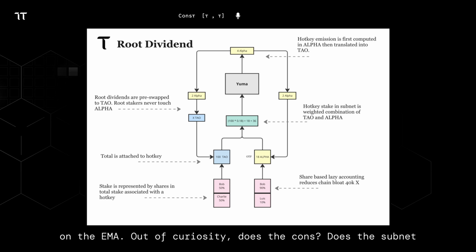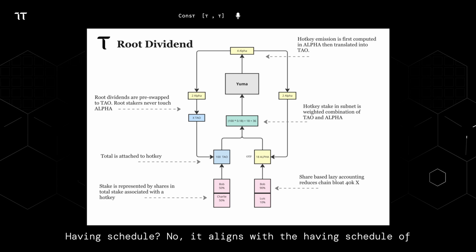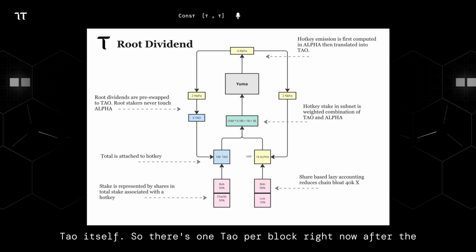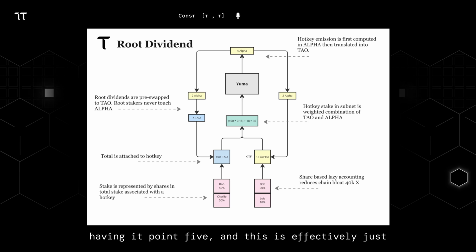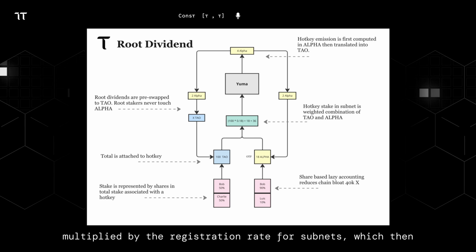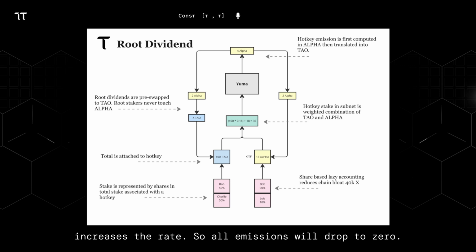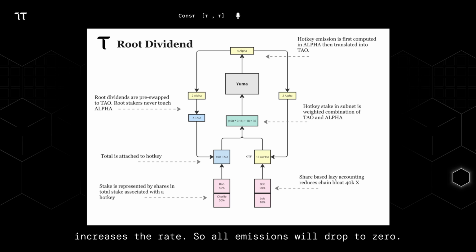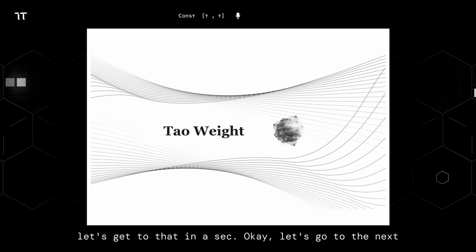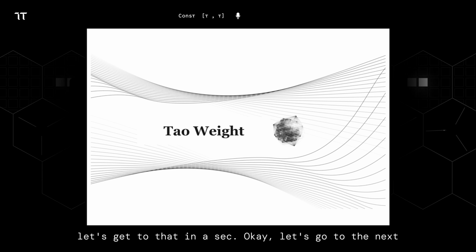Out of curiosity, does the subnet cost halving schedule align with the subnet alpha token halving schedule? No, it aligns with the halving schedule of tau itself. So there's 1 tau per block right now. After the halving, it's 0.5, and this is effectively just multiplied by the registration rate for subnets, which then increases the rate. So all emissions will drop to 0 initially, and it'll take hours, days to recover possibly. Let's get to that in a sec. Okay, let's go to the next slide.